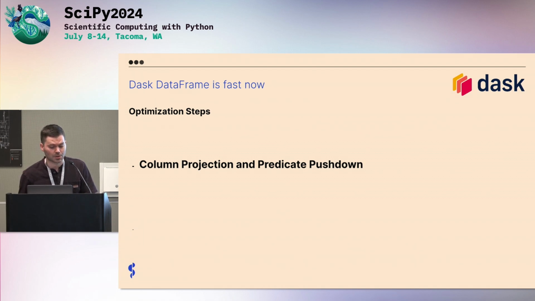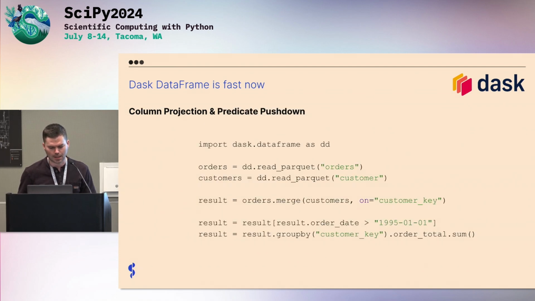The first is column projection and predicate pushdown. This is a standard thing, any kind of query planner should come with this. This works generally for every workload, and it will improve it.